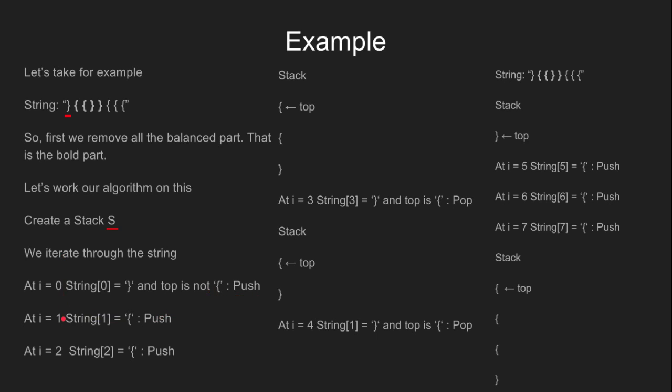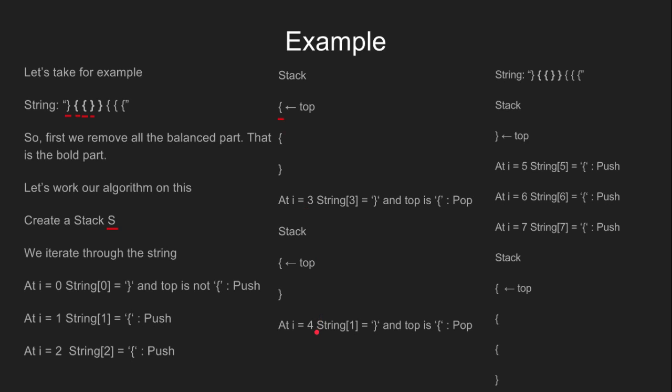We see that at i equal to 1, we have an opening bracket. So we push it into our stack. At i equal to 2, we again have an opening bracket. So we push this too into our stack. Now our stack becomes this. At i equal to 3, we can see that we have a closing bracket and the top of stack is an opening bracket. So we pop one element from the stack. Now our stack becomes this.